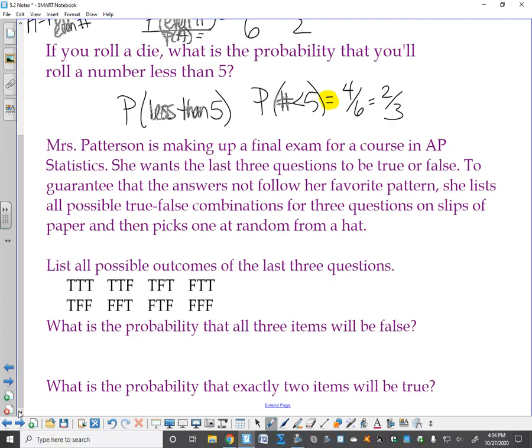Ms. Patterson is making up a final exam for a course in AP Statistics. She wants the last 3 questions to be true or false to guarantee that the answers do not follow her favorite pattern. She lists all possible true-false combinations for the 3 questions on slips of paper and picks one at random from a hat. Should sound familiar. List all possible outcomes of the last 3 questions. Boom, we already did it. That was 2 slides ago. What is the probability that all 3 items will be false?